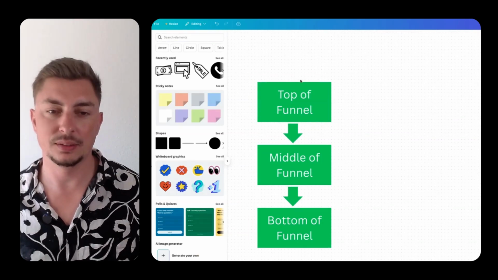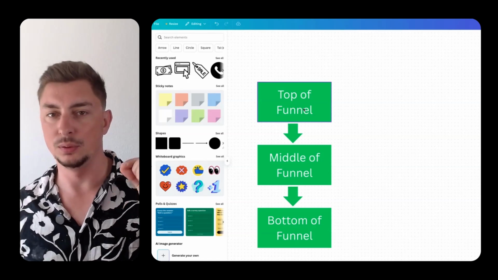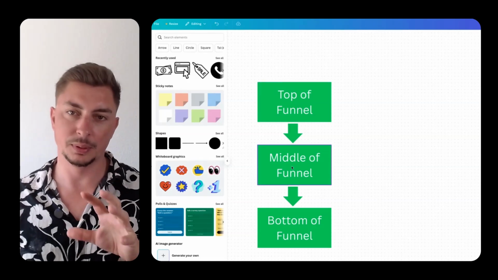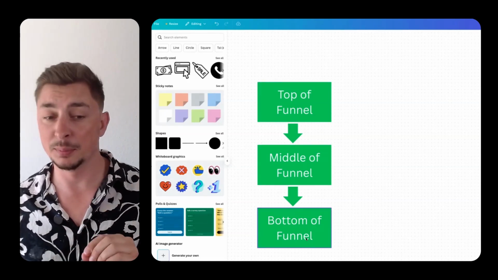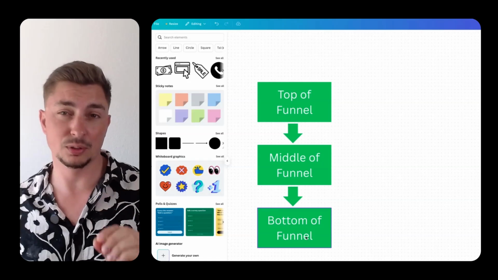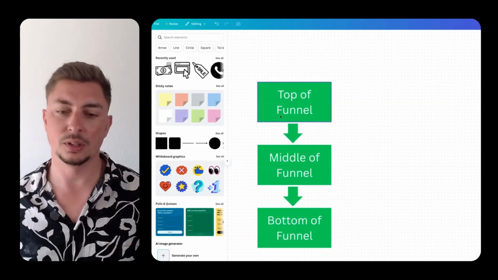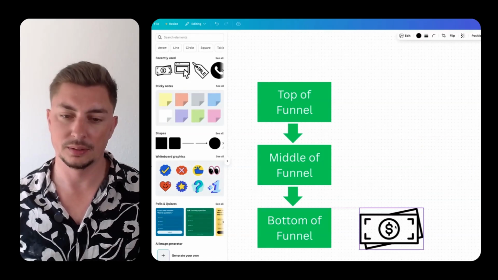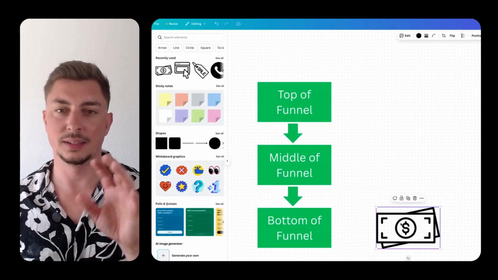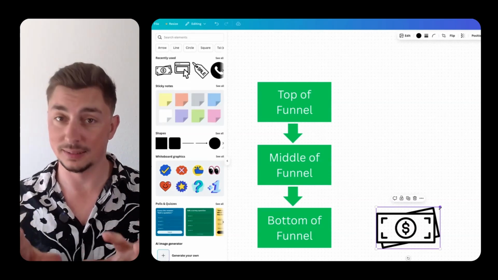Now, if you recall, the top of the funnel is where people get to know you. The middle of the funnel is where people start to like you. And the bottom of the funnel is where people hopefully trust you enough to give you their money. So let's start with the end in mind. We can click on this little icon here, and then we can add that to the bottom of the funnel. So now we know that is the end goal.